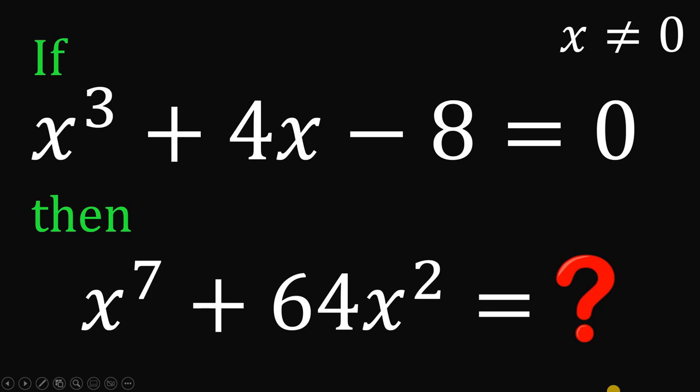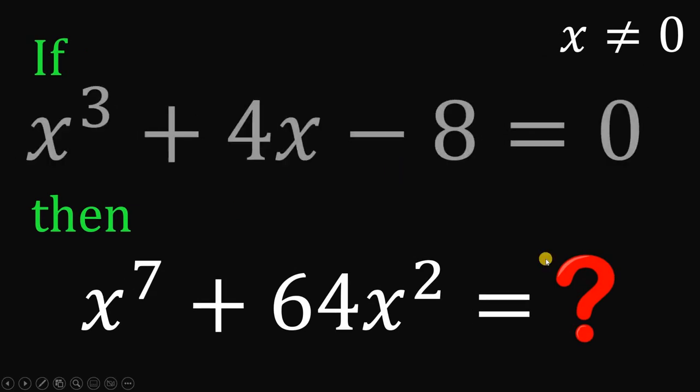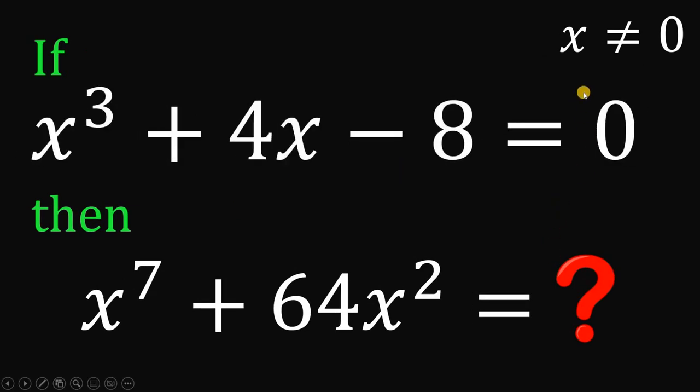Can you solve this math challenge? Here's the question. If x cubed plus 4x minus 8 equals 0, wherein x is not equal to 0, then what is the value of x raised to 7 plus 64x squared? You can pause this video if you want to give this problem a try.